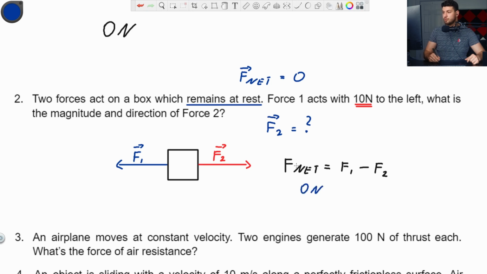So 0 newtons for F net, then F1 is 10 newtons, and F2, let's just keep it as it is, we don't know it yet. Now, let's solve for F2. Because we are subtracting here, we'll flip it to the other side. F2 equals just 10 newtons, which is exactly the same as F1. We know it from the previous analysis. Right, so yeah, that's it for this question.